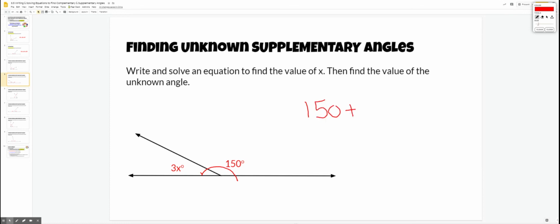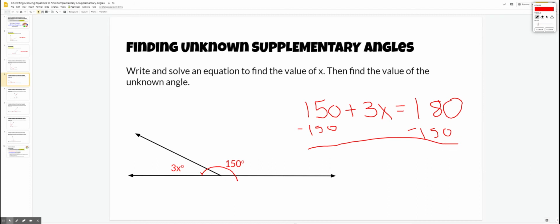And I know that if I add to that the angle that is represented by 3x, I should have a total of 180. And that's because they're supplementary. Okay, so again, I have a two-step equation. We need to get x alone. Here I have a positive 150. I always am going to deal with this term that has the x here last. Okay, so if I have 150, positive, the opposite would be minus 150. And if I subtract 150 over there, I also have to subtract 150 over here.